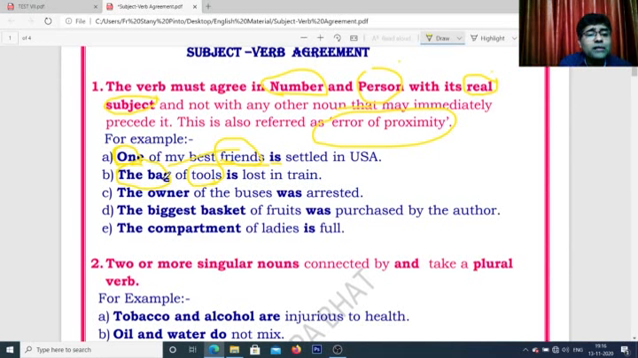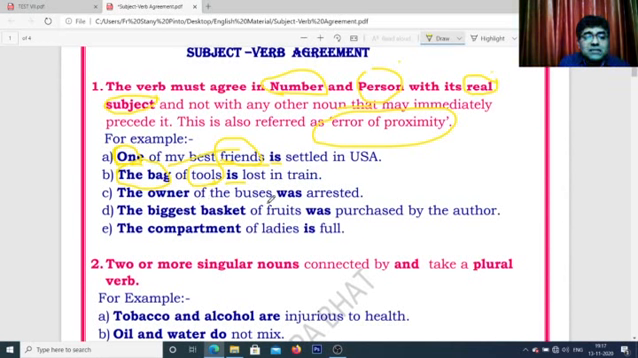And how many bags do I refer to here? I refer to only one bag. Hence, the subject of the sentence is singular. Hence, the verb also is singular. So, the bag of tools is lost in the train. Hope you understood. Let's go to the third one.